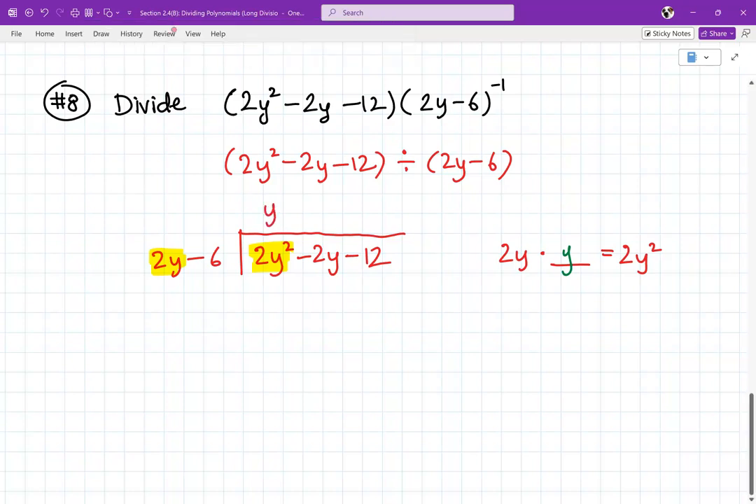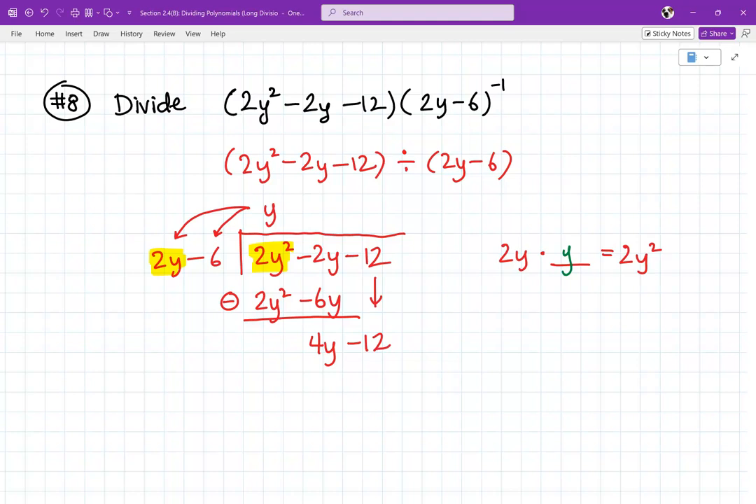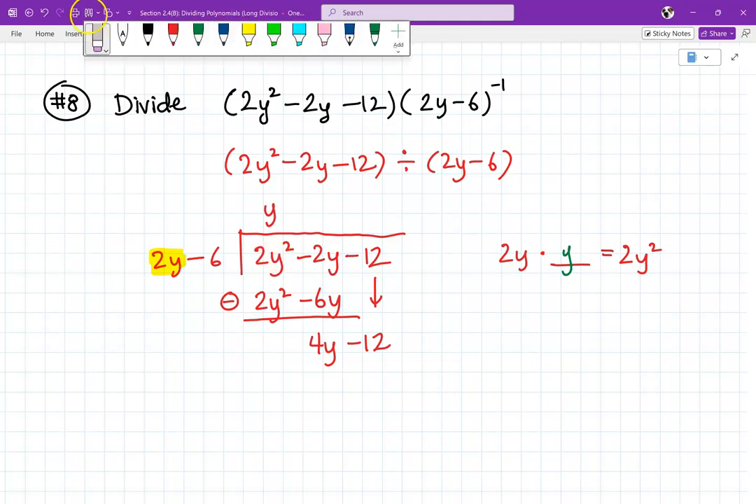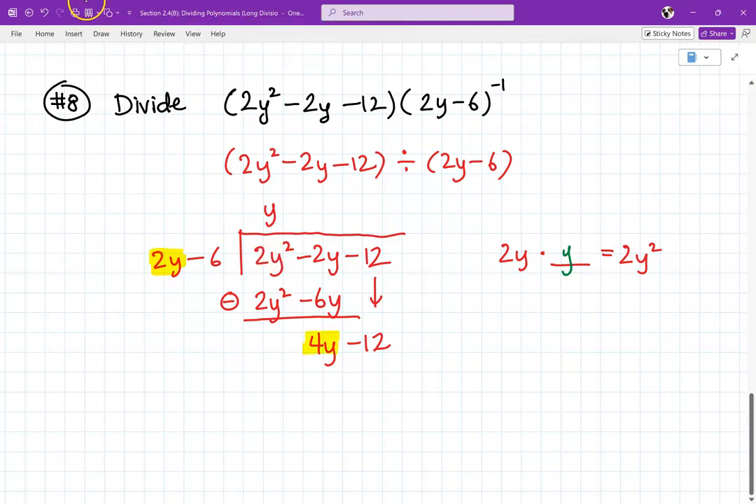I'm going to put a y up there, and then I multiply the y times both of these things, okay? So 2y times y is 2y squared, and then y times negative 6 is negative 6y, and I'm going to subtract. So 2y squared minus 2y squared is 0. Negative 2y minus a negative 6y, that means plus 6y. That's 4y, and then drop the negative 12.